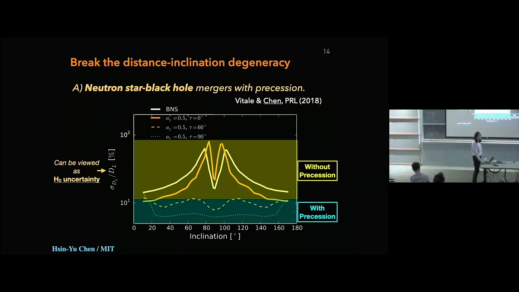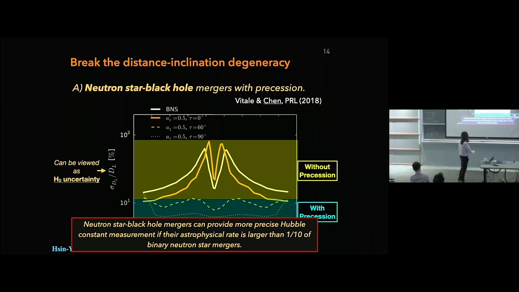So you don't really need that many of them to achieve the same kind of H-naught precision. What we estimate is that as long as the universe can produce one neutron star-black hole merger like this for every 10 binary neutron star mergers, then all these neutron star-black hole mergers combined can give you a better, more precise H-naught measurement than all the binary neutron star mergers combined. Okay, so that is one possibility.